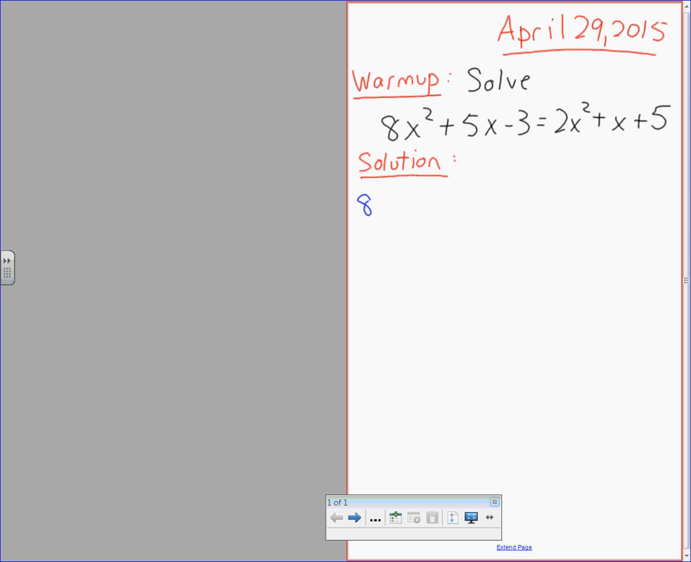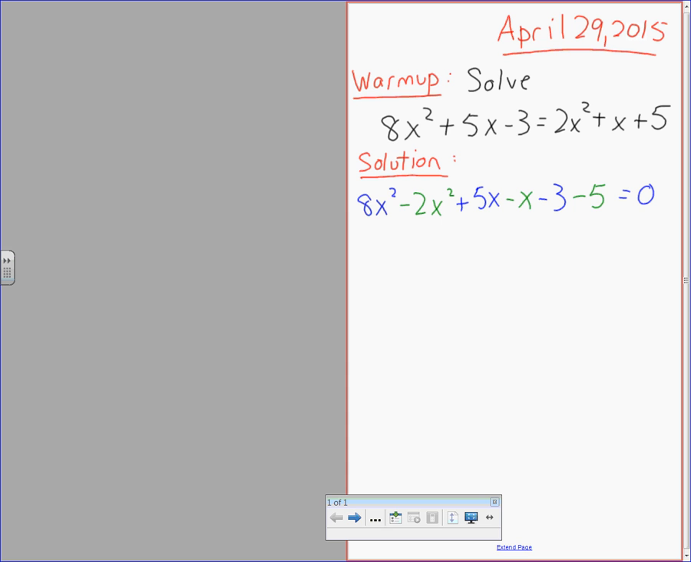So it's going to go 8x squared minus 2x squared plus 5x minus x minus 3 minus 5, and that's going to equal 0. Remember, whenever there's a quadratic that we have to solve, you have to make it equal 0. All right, Noah Solinger, keep going, please.